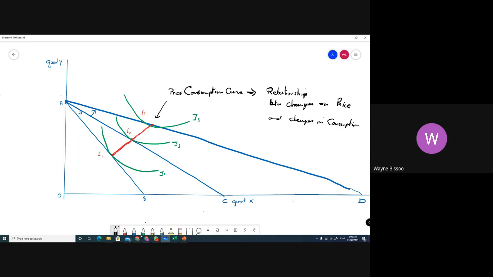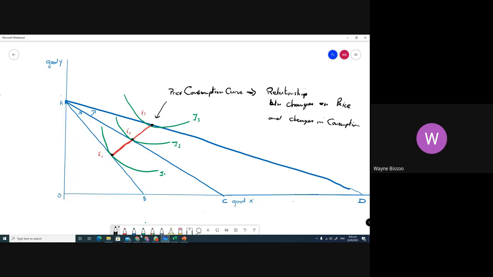So we understand how it happened. As we had the budget line pivoting outwards, we have a price consumption line that's showing us that as prices fall, consumption increases. Now this holds true if the good is normal. So we'll start from point E1 to E2 to E3 up here, allowing us to access higher and higher levels of satisfaction. Once the good is normal, what we would find happening is that as the price of the good falls, we will buy more.